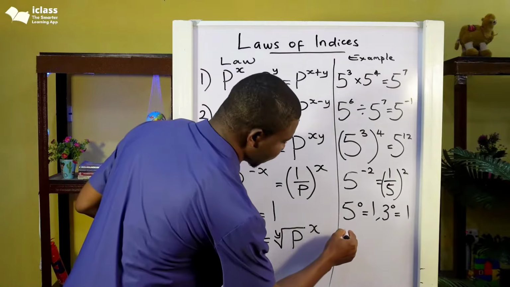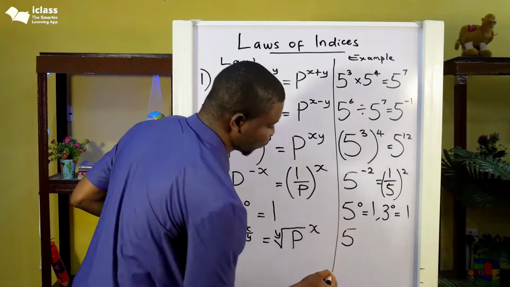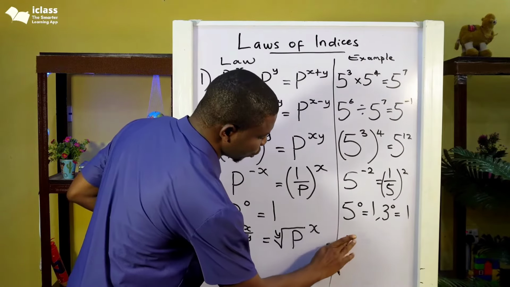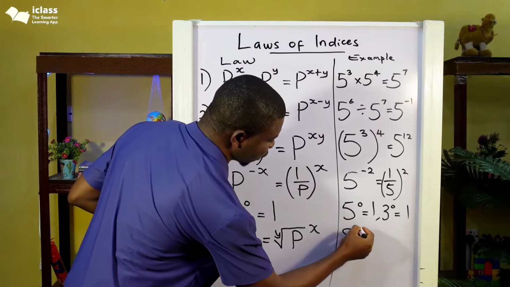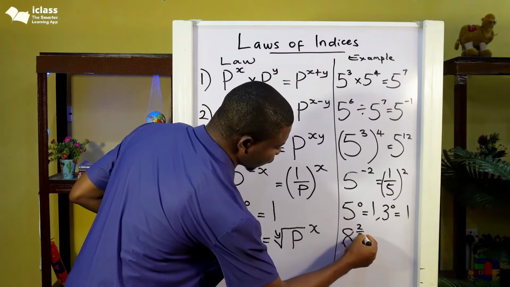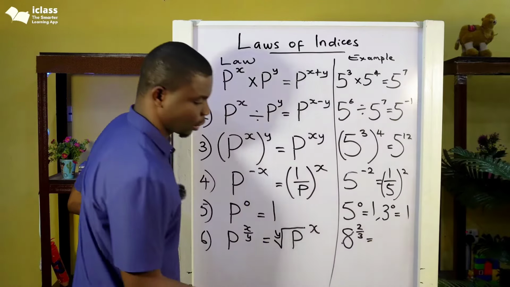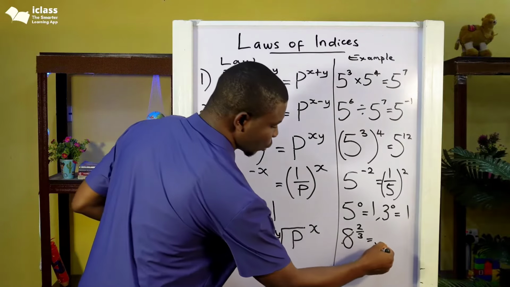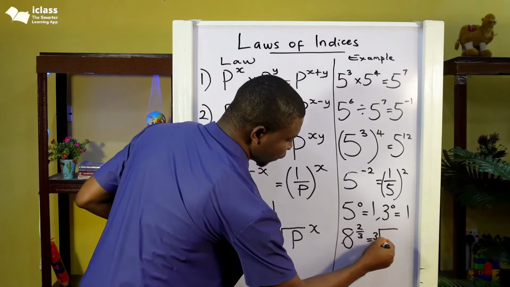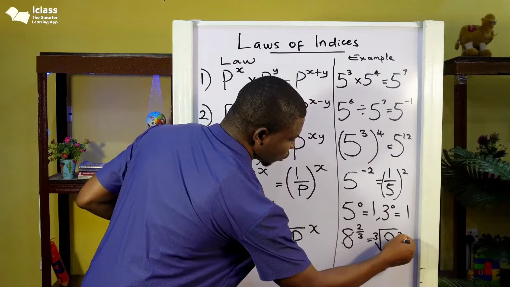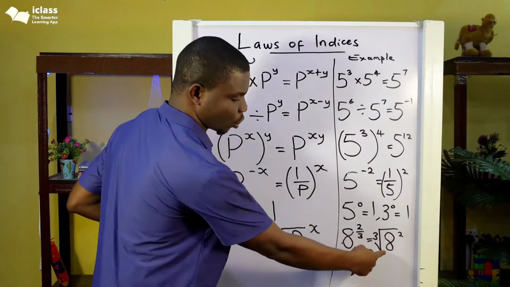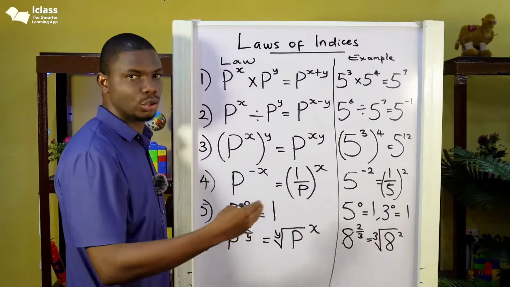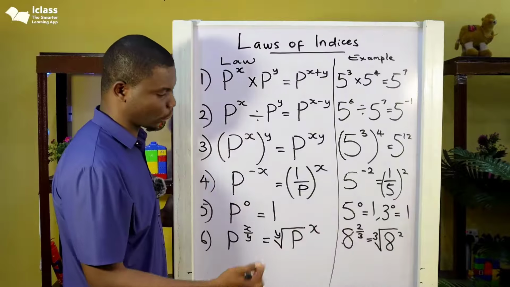So for instance, let me use 8. Let's say 8 to the power 2 over 3. What will this give us? This will give us the cube root of 8 all squared. Cube root of 8 is 2, then squared. 2 squared is 2 times 2, which is 4.